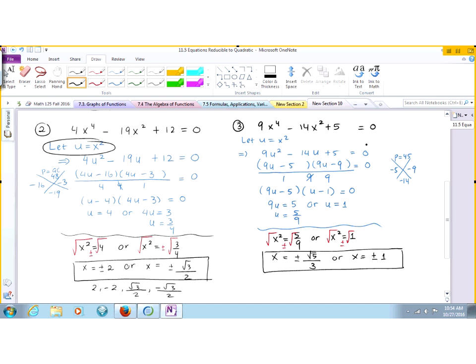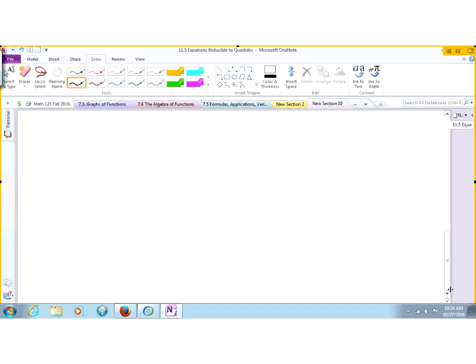That's right. Because this is a polynomial, there is no restriction on the domain. So yes, all four of them are solutions. Okay. So why don't we do a little more, something like this?